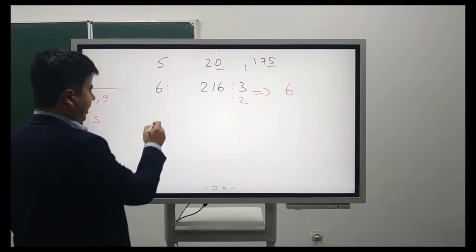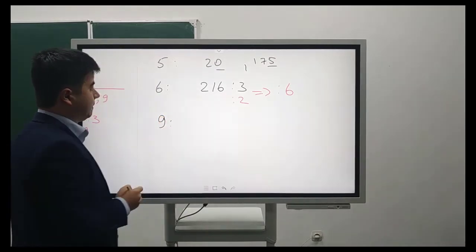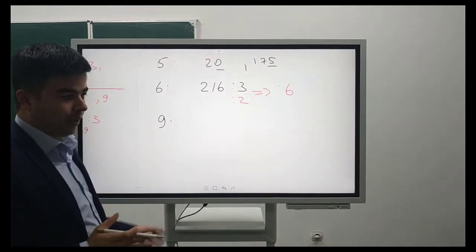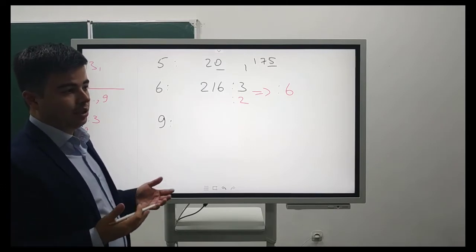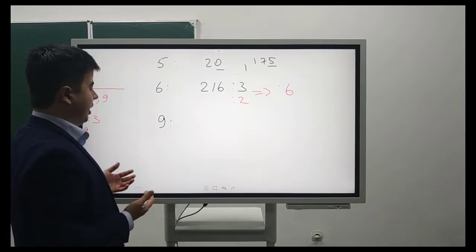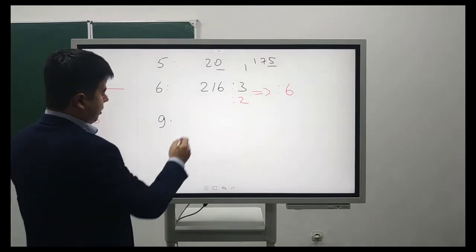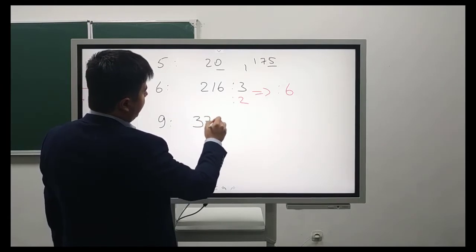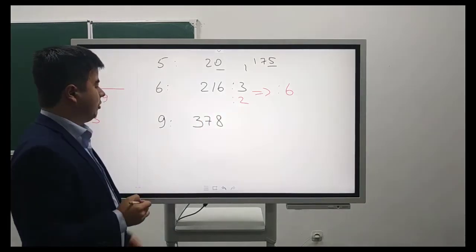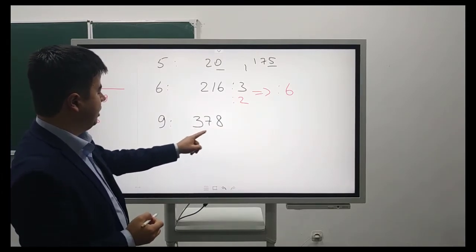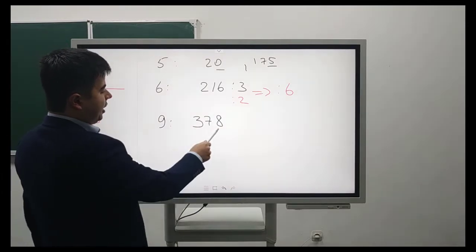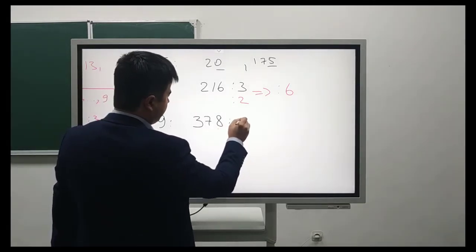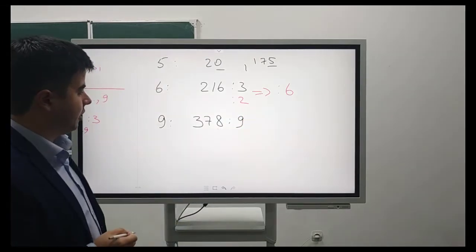And we have the next one, 9. It's close to 3. Here, we need to find again the sum of all digits, and it should be divisible by 9. For example, 378. The sum of digits is 3 plus 7, it is 10, and 10 plus 8 is 18. So it's divisible by 9, because the sum of digits is divisible by 9.